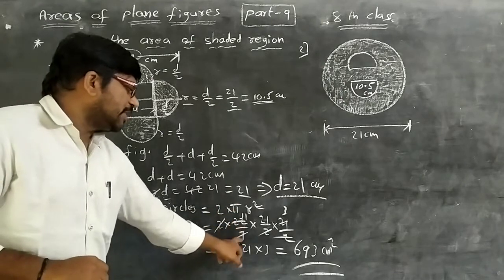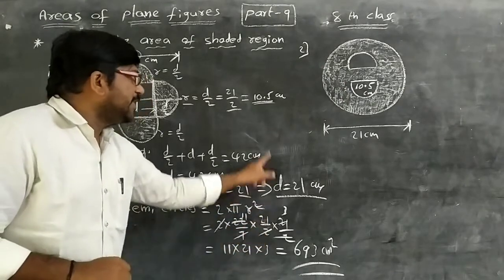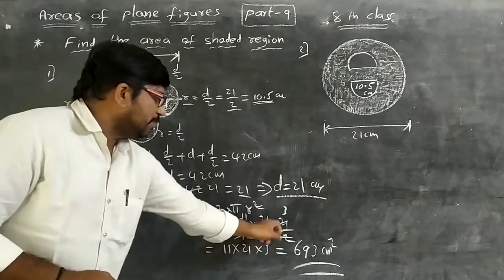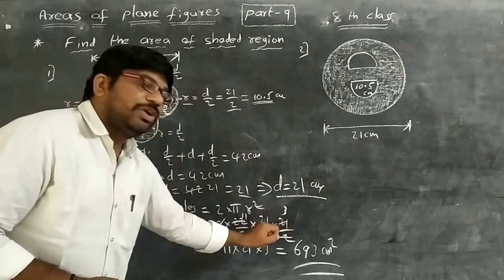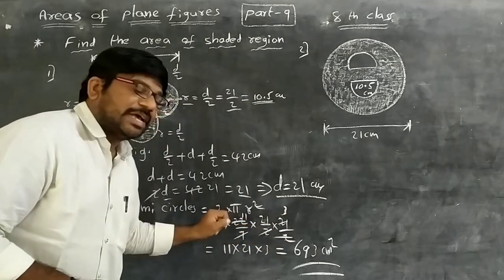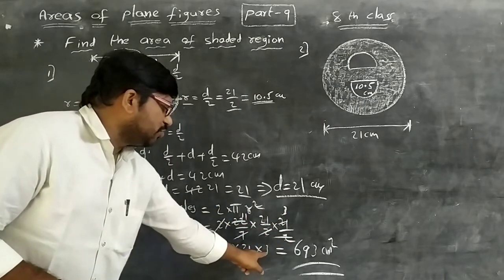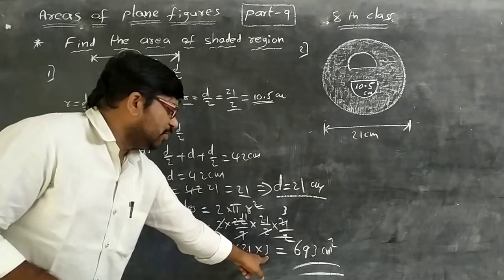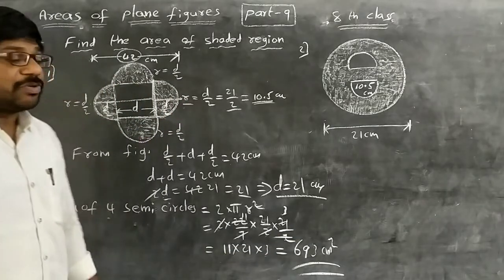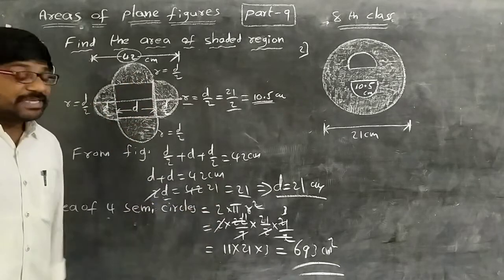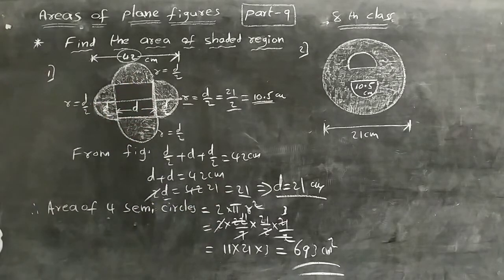2 into 22 by 7 into r square, where r is 21 by 2, 2 times. 2 gets cancelled. And 7 threes are 21, 2 ones are 2, 11s. Now we have 11 into 21 into 3. After multiplying these three, we get 693 centimeters square. The area of the shaded region is 693 centimeters square.